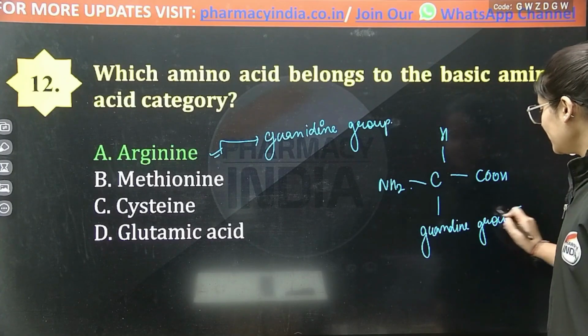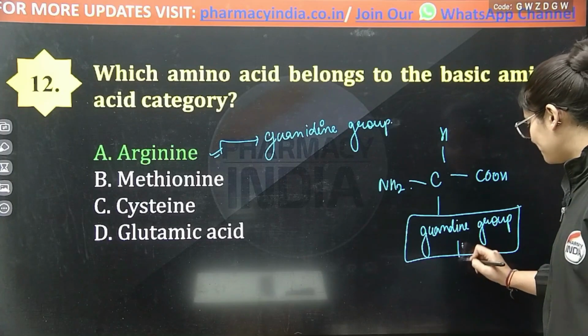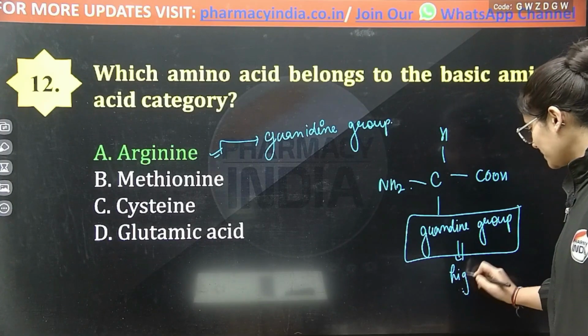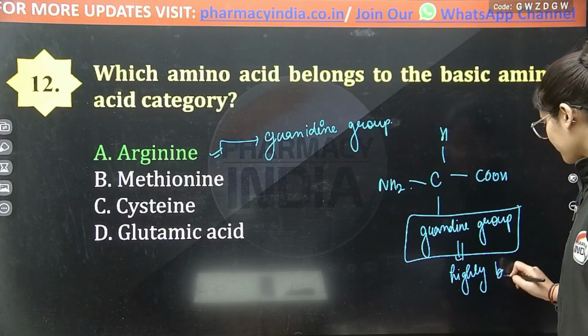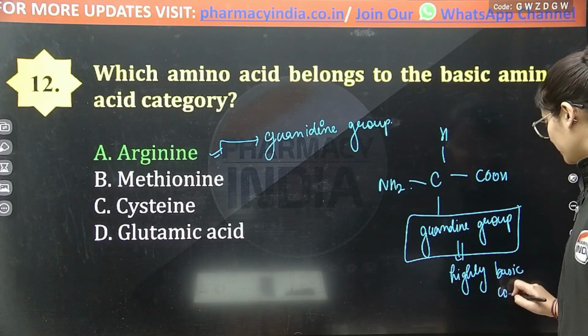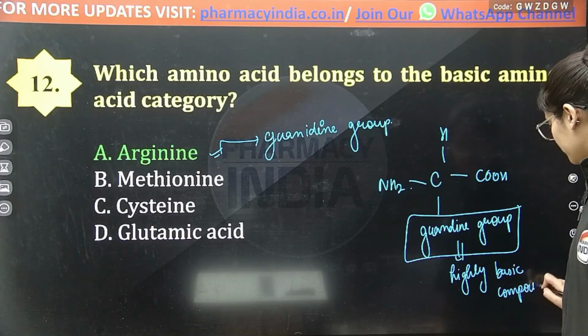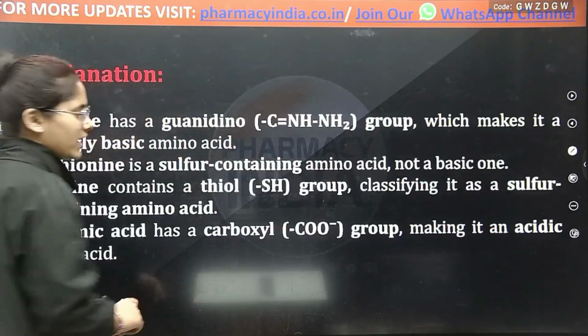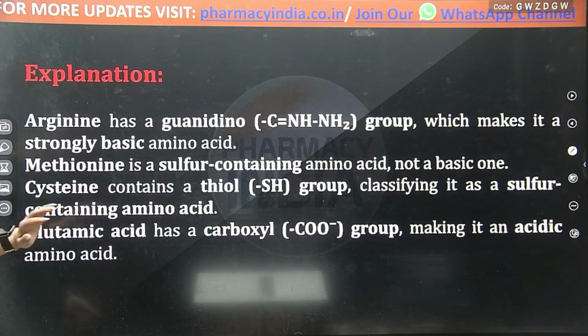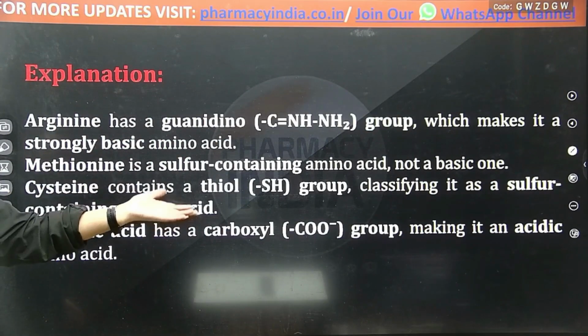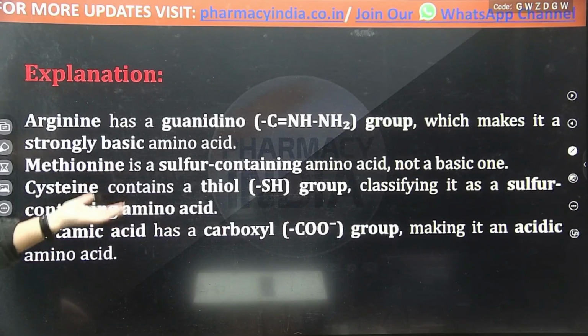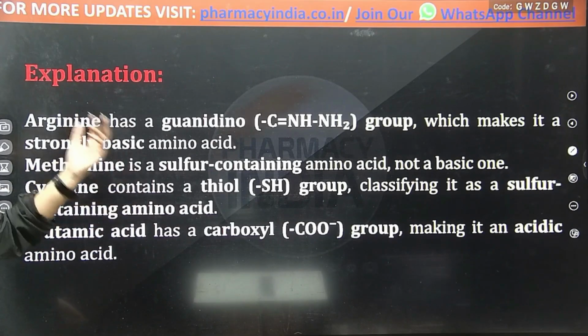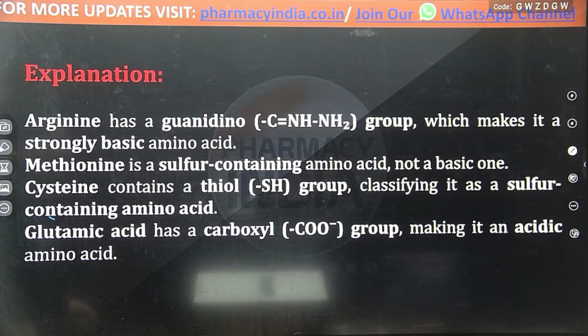And guanidine is a highly basic compound. That is why arginine is considered a basic amino acid. Methionine and cysteine are obviously sulfur containing amino acids, not basic amino acids. Methionine is also a sulfur containing amino acid, not a basic one.